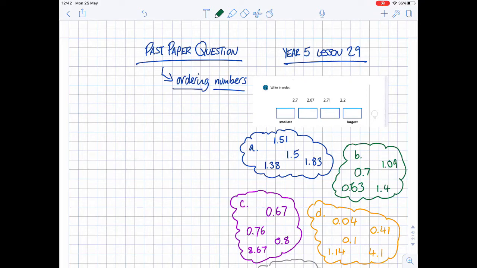Okay, so it's another past paper question. Ordering numbers. Some people find this really easy, some people don't. So we're going to go through it, and if you do find it easy, you're going to smash these. They're asking us to write in order the numbers 2.7, 2.07, 2.71 and 2.2.